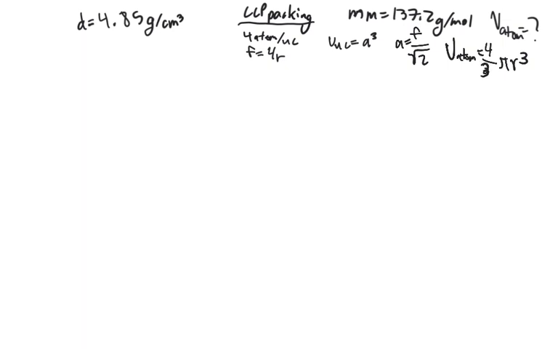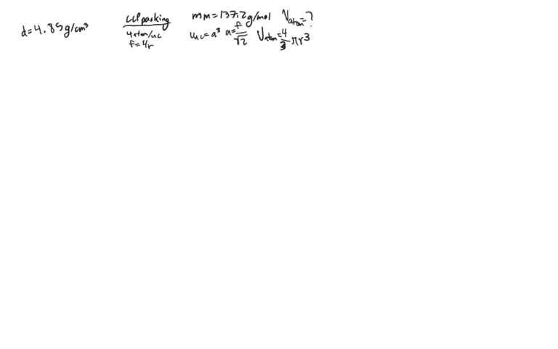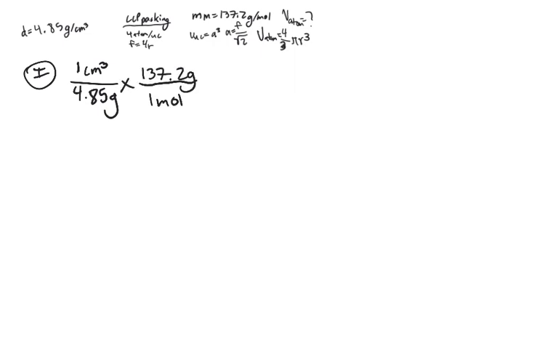So first, we'll find the unit cell. So we will switch the density, flip it so that the centimeters cubed is on top. Then we'll change the grams to moles using the molar mass, and we'll change the moles to atoms using Avogadro's number, and we'll change the atoms to unit cells using the 4 atoms per unit cell that we know from the packing structure.